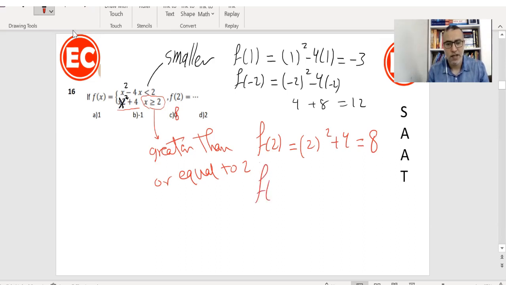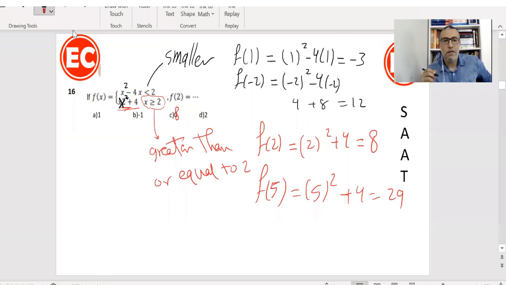But what if I wanted to find f of 5? You are going to replace it in the second equation. So it's 5 squared plus 4, which is equal to 29. So a piecewise function is a function that is divided into 2 or 3 intervals of functions. You are going to follow the given function if it's asking for f of 1 or f of -2, f of 2 or f of 5.